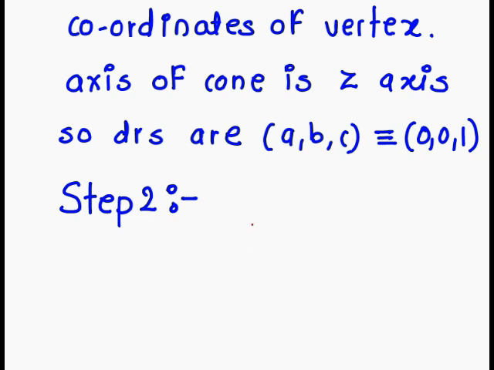So from the diagram we observe that there is a right angle triangle. Say this is our A, this is our B, and this is our C, and this is the angle theta. As the diameter is 10, the radius is 5, and the coordinate of C, that is the vertex, is 0, 0, 10. So obviously the height AC is 10. Now we need to find cos theta.